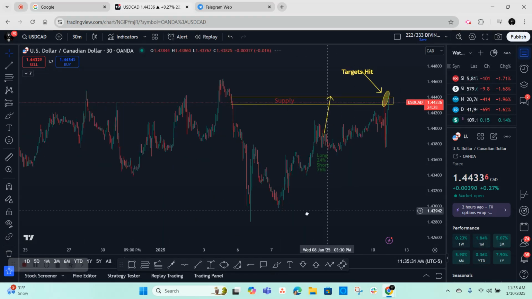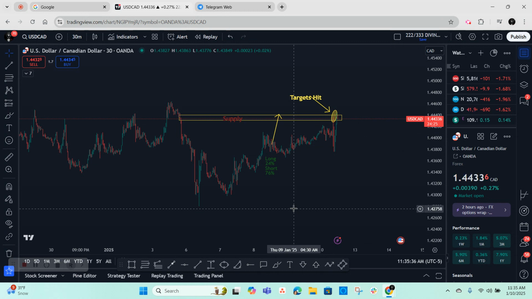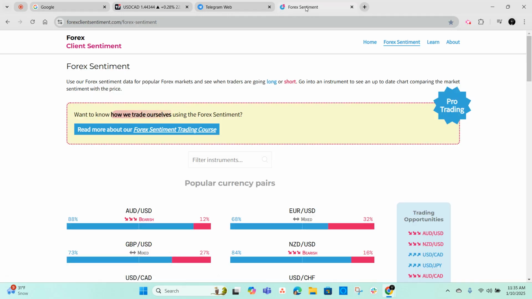But regardless, both would have been successful. But yeah, just sticking to the analysis, look at sentiment. Sentiment was a little bit too heavily swayed to the other direction. All right, let's look at some other ones.